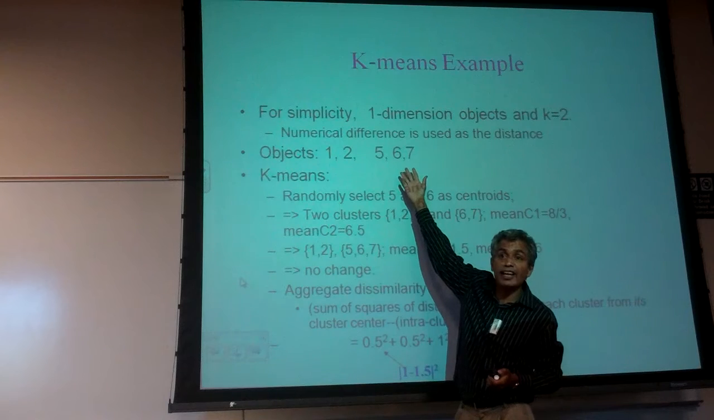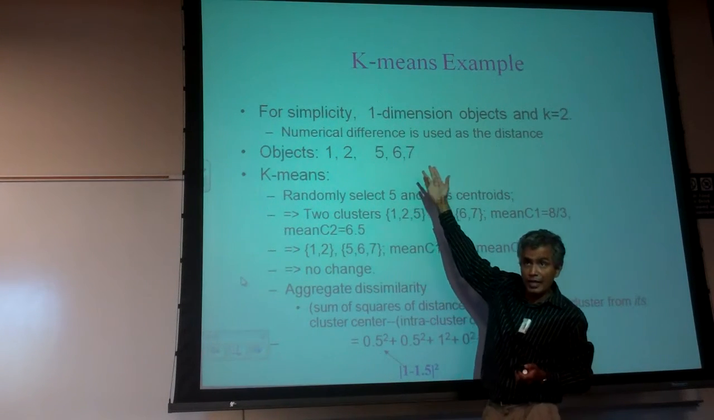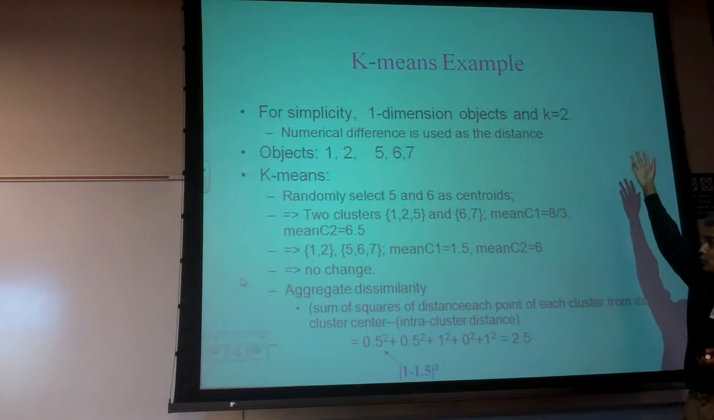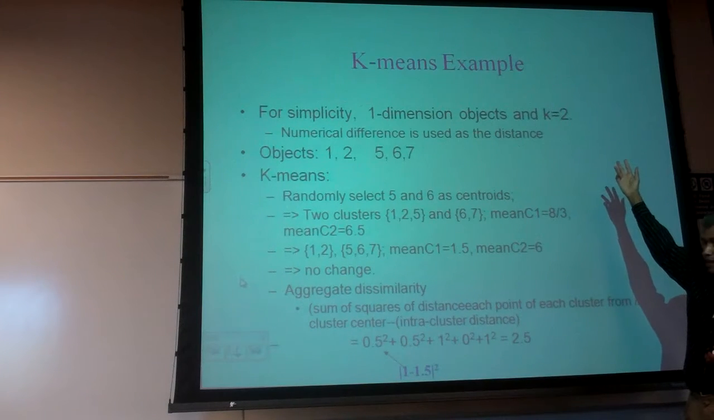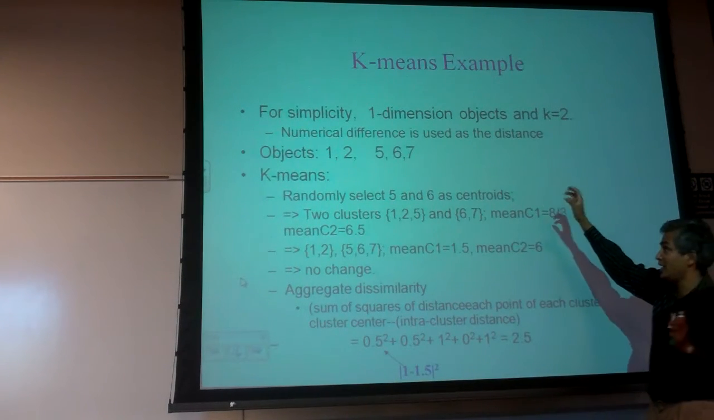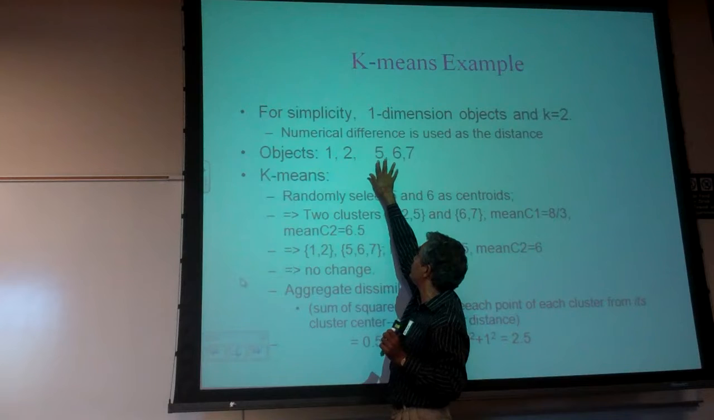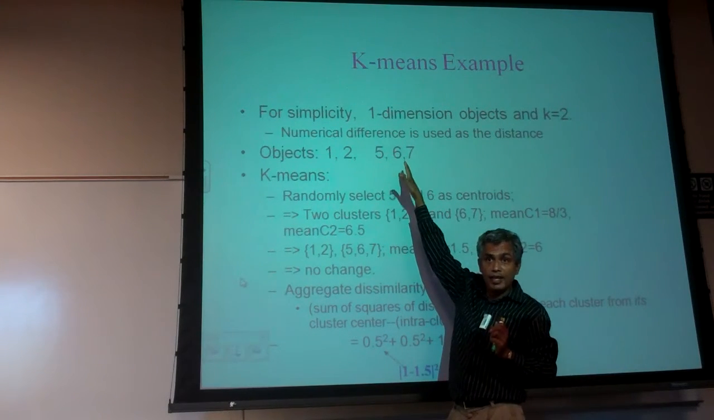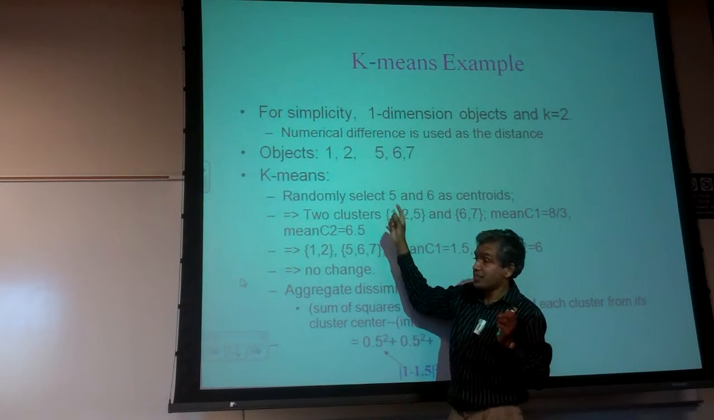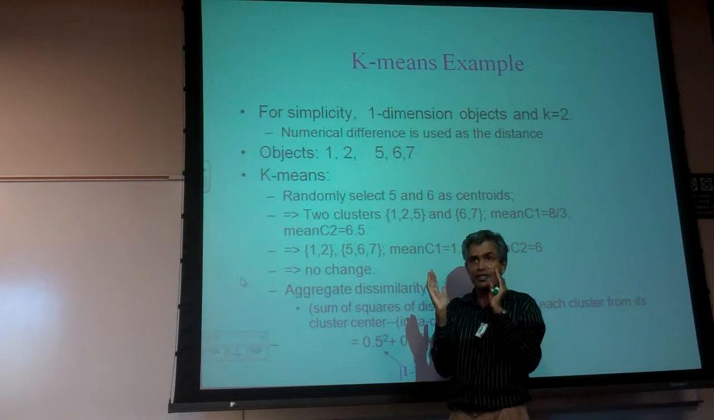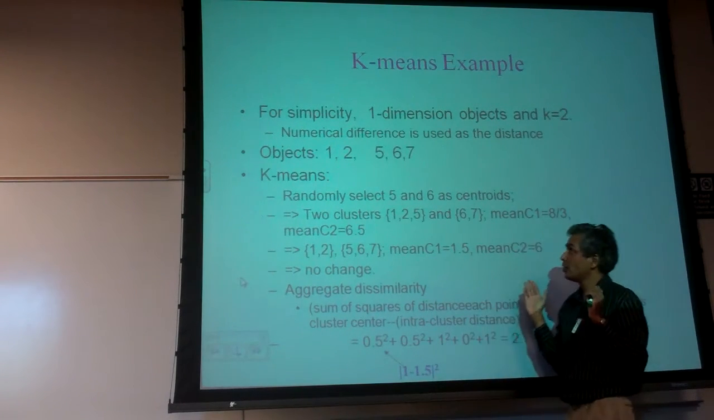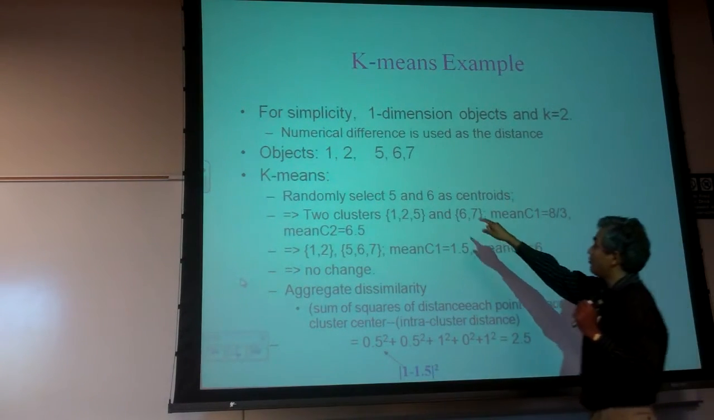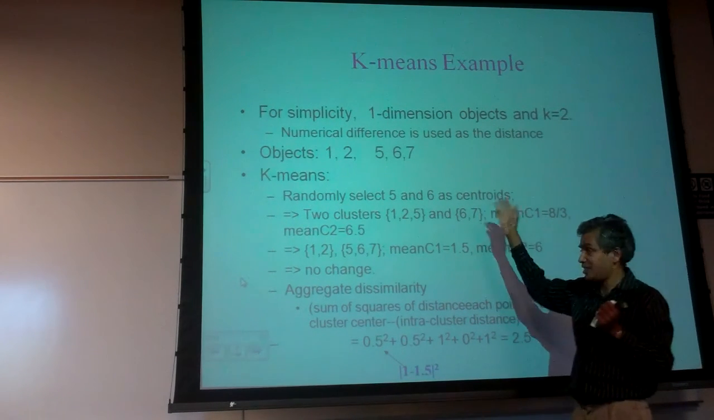Here, these are one-dimensional objects, and I'm looking for two clusters. K-means with two clusters, on one-dimensional objects. The objects are 1, 2, 3, 1, 2, 5, 6, and 7. Imagine that the distance, of course, is just the absolute difference between those two numbers. Suppose I were to pick 5 and 6 as the centroids. This is just one more example.